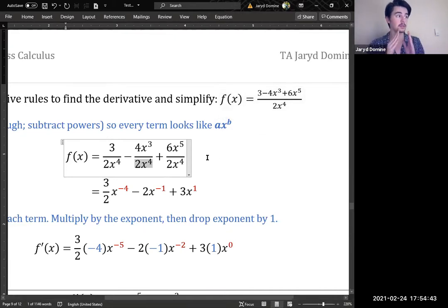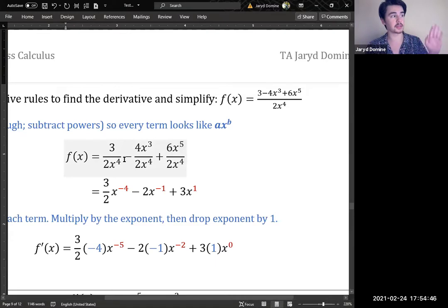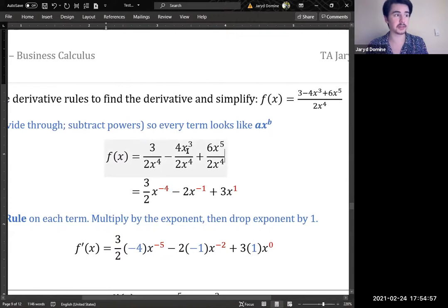Okay, and this is what we want because now everything is separated. We have a bunch of separate terms. And then there's one more rule that you need to know for this to work, which is how to deal with powers that are both on top and bottom. So if you remember what we had previously, a power on the bottom, that's the same as a negative power. So for the first one, x to the 4th on the bottom, that's just x to the minus 4th. But when you have something on top and bottom, you subtract them. So for the second term, it's x cubed over x to the 4th.